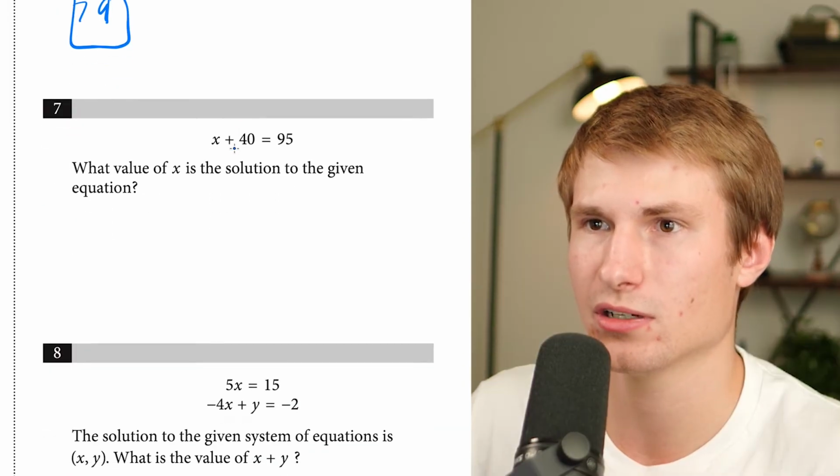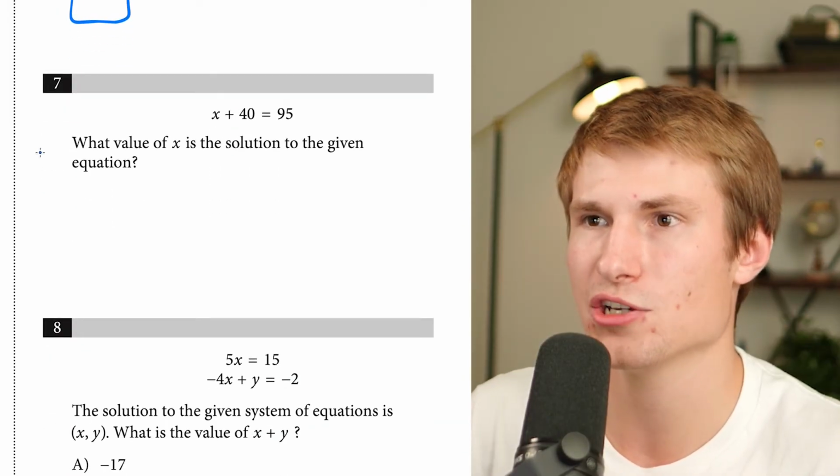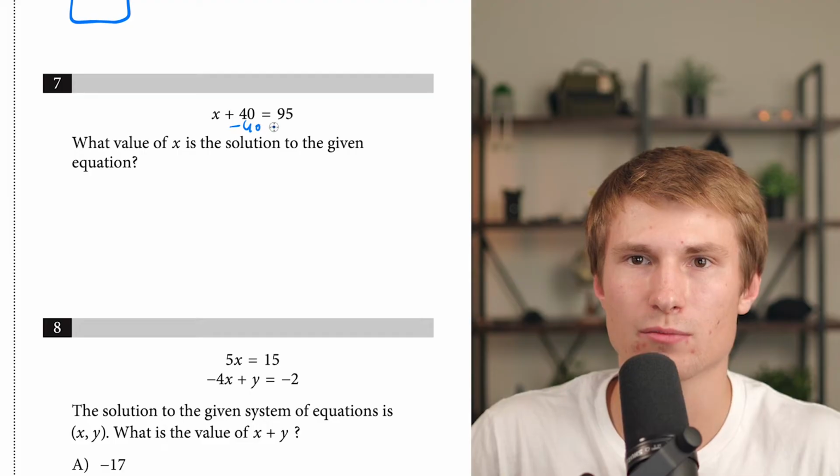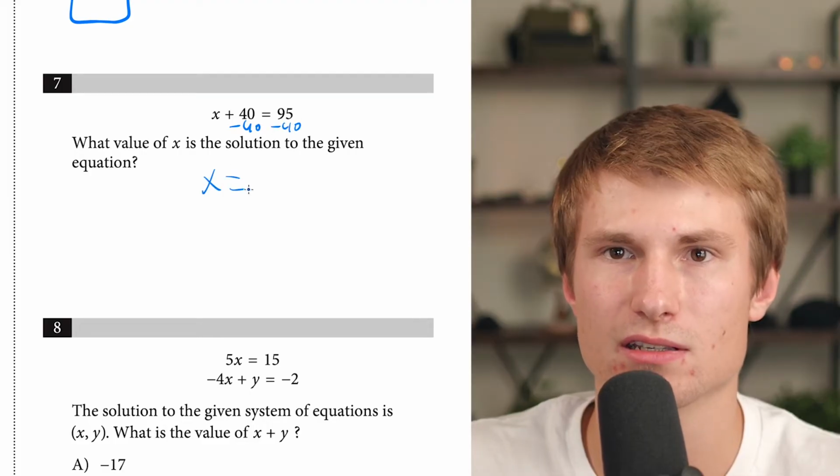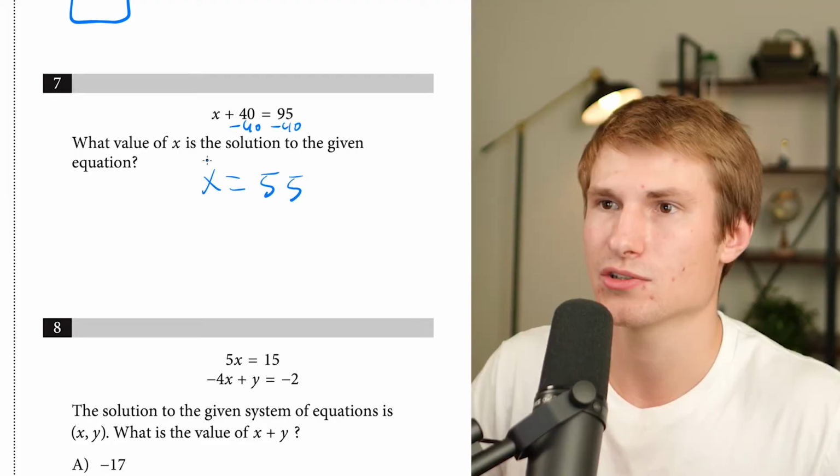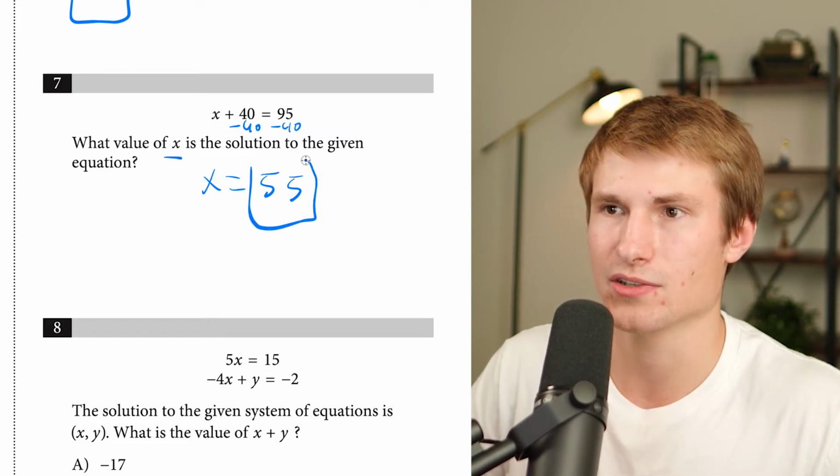Moving on to question number 7. What value of x is the solution to the given equation? We'll just go ahead and subtract 40 from both sides. That's going to give us x is equal to 55. Okay, so in this case, we're just asked to answer the value of x. Our answer there would be 55.